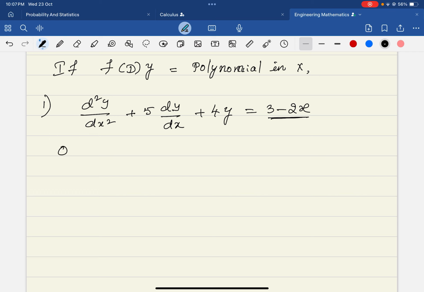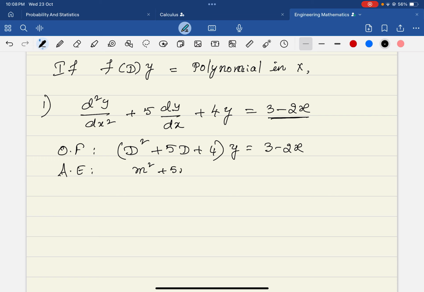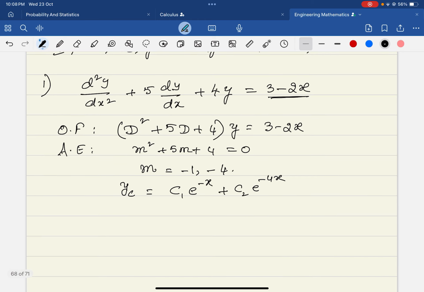First of all we write down the operator form. The operator form is D square plus 5D plus 4 of y is equal to 3 minus 2x. Now the auxiliary equation is m square plus 5m plus 4 is equal to 0. Now the roots: (m plus 1)(m plus 4) is 0, so m is minus 1, minus 4. Therefore the complementary function is c1 e power minus x plus c2 e power minus 4x.